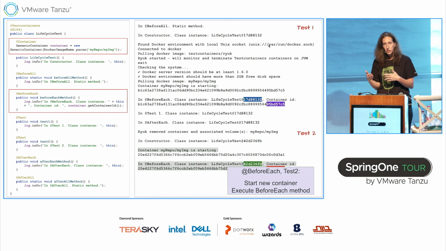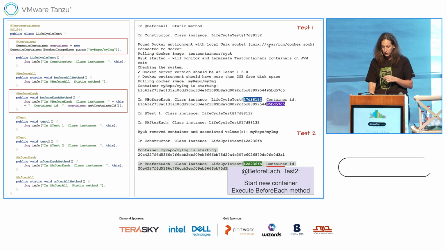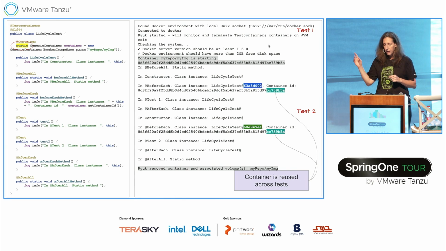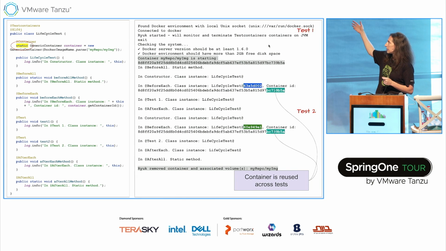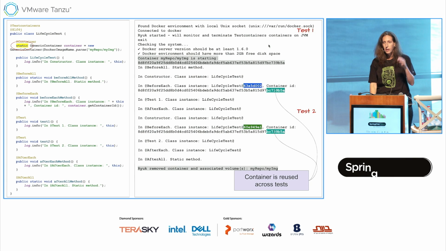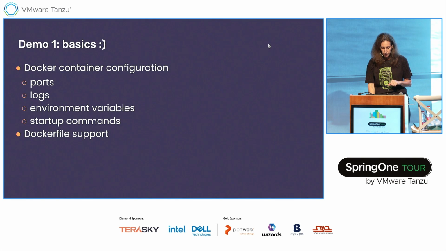Unless you actually want to use the same container from test 1 in test 2, in which case all you have to do is make that object static, and then you can see the class instance ID is different, but the container instance ID is the same in both tests. So that's the integration with the JUnit lifecycle.